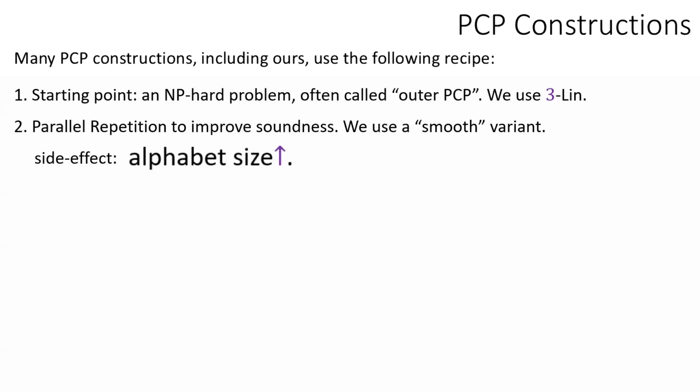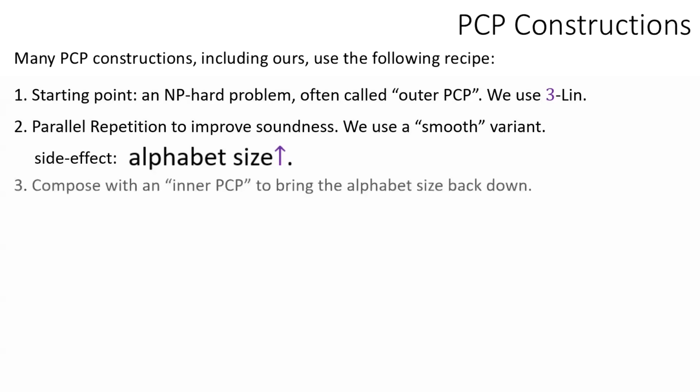Now we have this mismatch between the soundness and the alphabet, and we want to bring the alphabet size back down. This is done by a procedure called composition, which is the heart of almost all PCP constructions. You do it with some other PCP, which is called the inner PCP. Again, don't stress about terminology. The effect of this composition step is that the alphabet size goes back down.